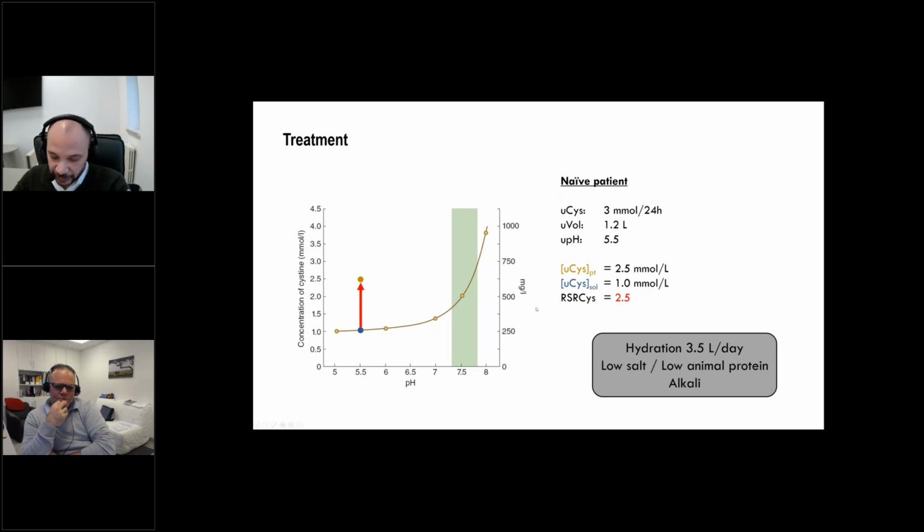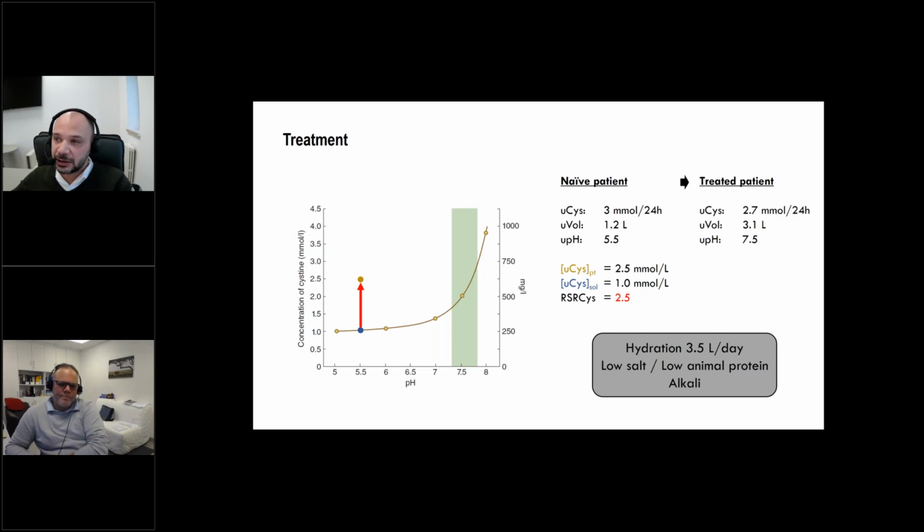So let's say that this patient is diagnosed and then undergoes the optimal conservative management: increased hydration to 3.5 liters per day, low salt, low animal protein, optimal alkali intake. At this point, the treated patient will have modestly reduced urinary cystine excretion. Keep in mind that this is the most common parameter to tackle. So urinary cystine excretion will generally be almost constant in patients. But urinary volume has grown to 3.1 liters, and urinary pH is now at the optimal value of 7.5.